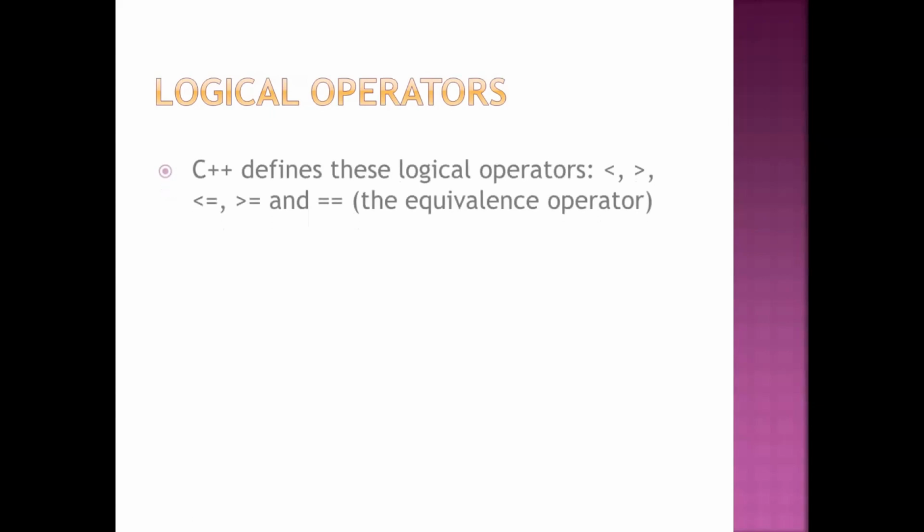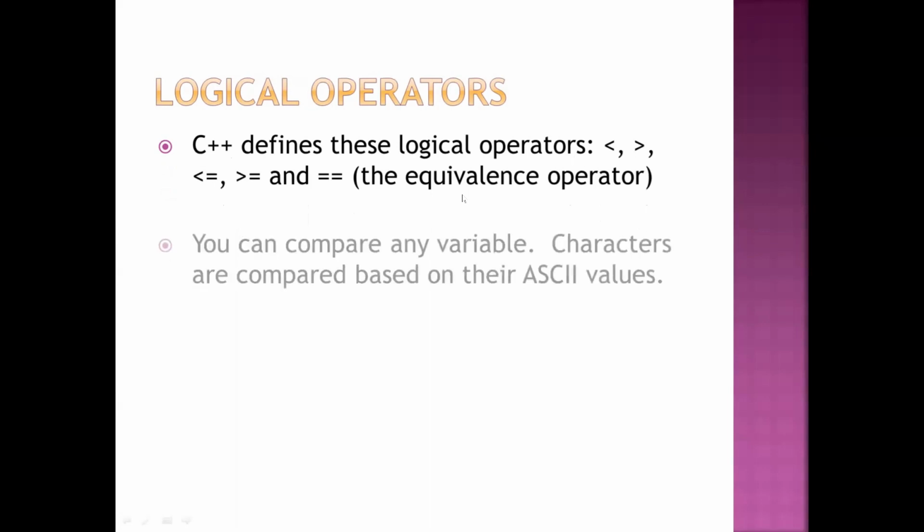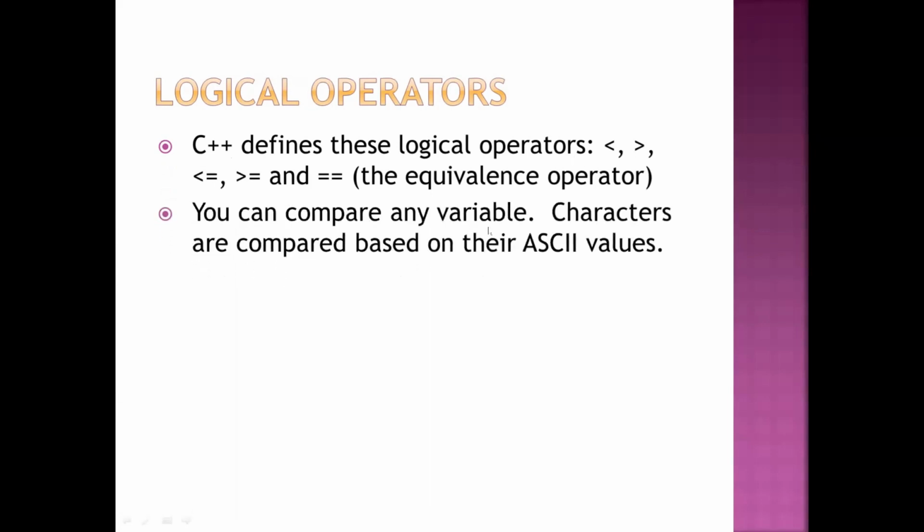So come towards the logical operators. Besides arithmetic operators, we have logical operators. C++ defines these operators: less than, greater than, less than or equal, greater than or equal, and the equality sign, which is the equivalence operator. You can compare any variables. So these operators are used to compare two variables.